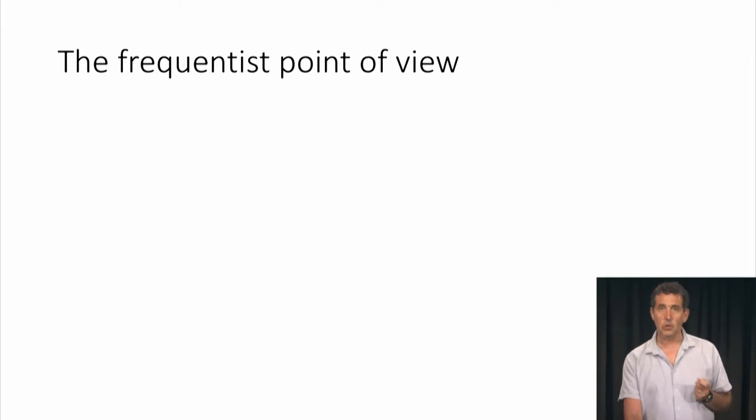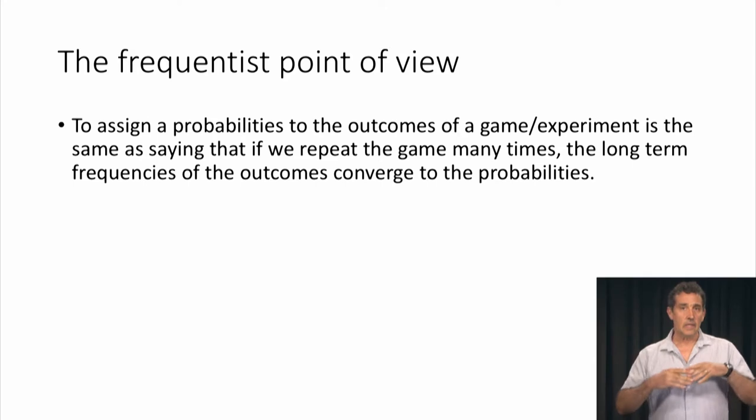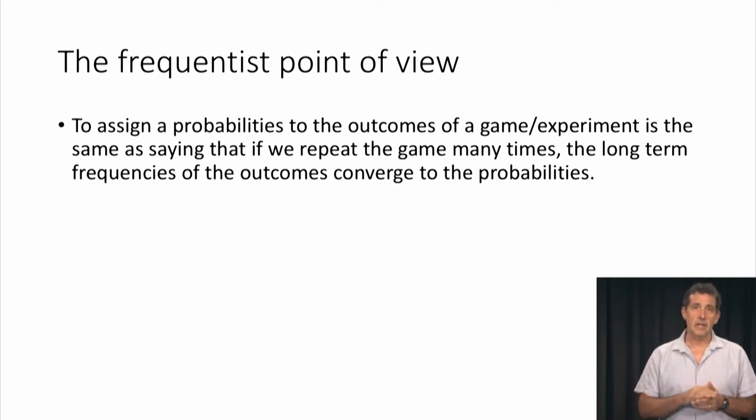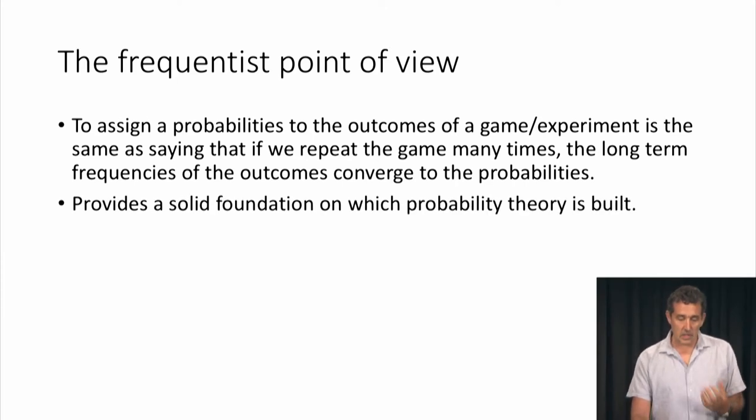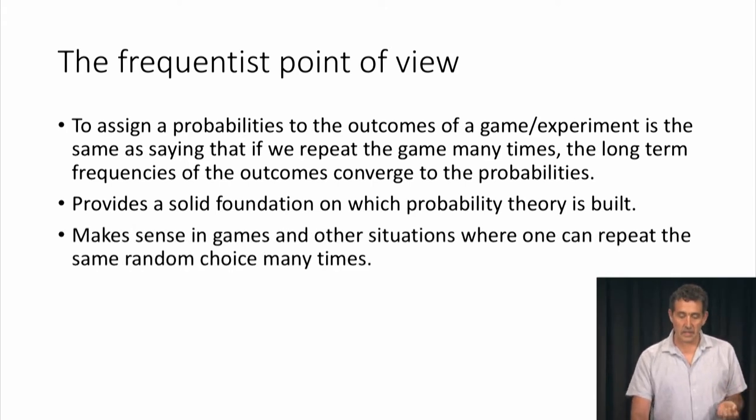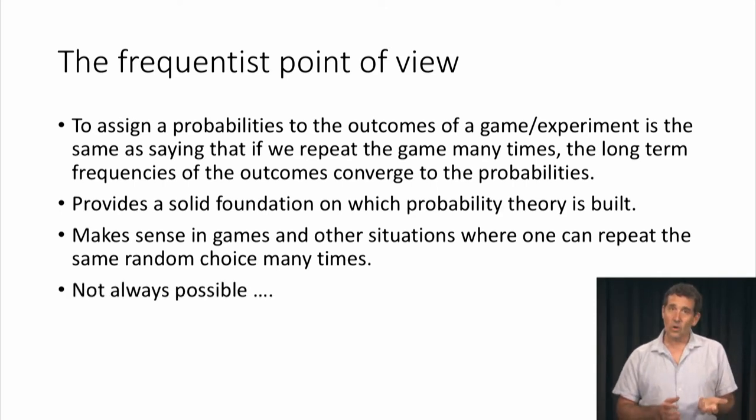So that's the frequentist point of view. And it basically says the only thing that probability means is that when you repeat the same game or the same trial many, many times on many, many people or many, many cases, then what you get converges to the probabilities. That's what probabilities mean. And this gives you a foundation on which most of the mathematics of probability theory can be built. And it makes sense in games and other situations, like polling, but it doesn't always make sense.